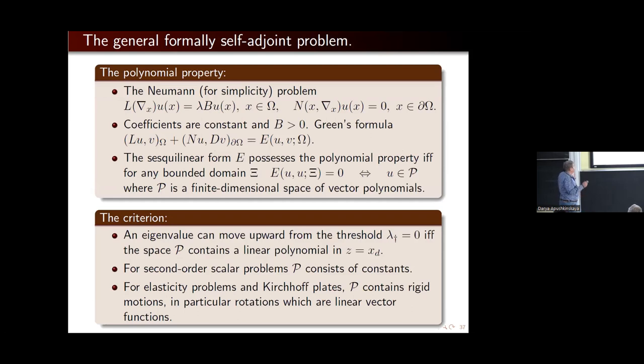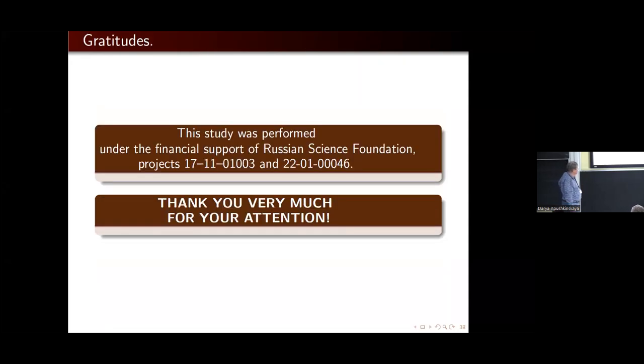For the general problem, one thing which I want to say is that if we have the so-called polynomial property of the sesquilinear energy form, this means that for any bounded domain, energy degenerates only on polynomials. The criterion for the possibility to move an eigenvalue from the virtual level up is the existence of a solution at least with linear growth at infinity. That's all. Thank you very much for your attention.